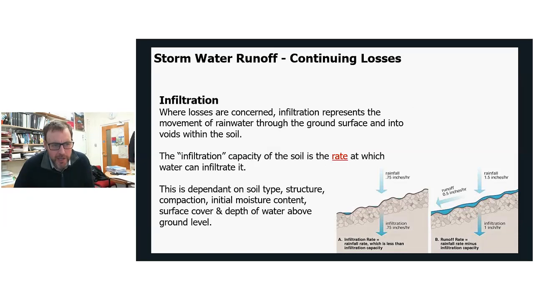So where losses are concerned, infiltration represents the movement of rainwater through the ground surface and into voids within the soil. So the reason I start that by saying where losses are concerned is, remember at the start of this course we spoke about infiltration, where the water moves from the groundwater into the pipe. So I know it's the same word, but it's a completely different process. And what I find is that students quite often confuse these two processes because the same word is used to describe them. So when you come across a word, it's quite important to think about the context of it.